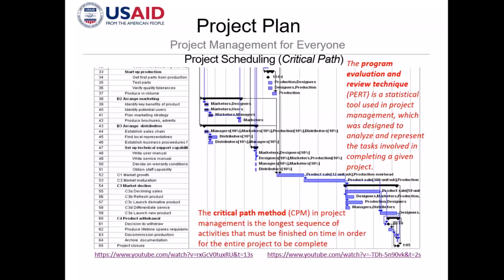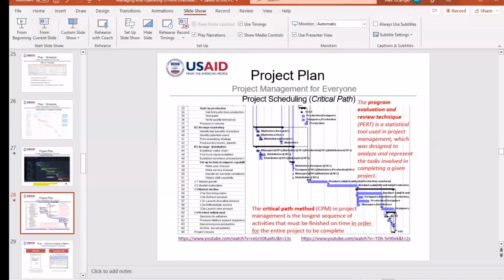So what is a critical path? It's the longest sequence of activities that must be finished in order to complete your project. So in order for us to understand this, I think I'll stop sharing and maybe share a video on how a critical path and PERT looks like. So let me share my screen again, but this time I'll share a video with regards to this concept.